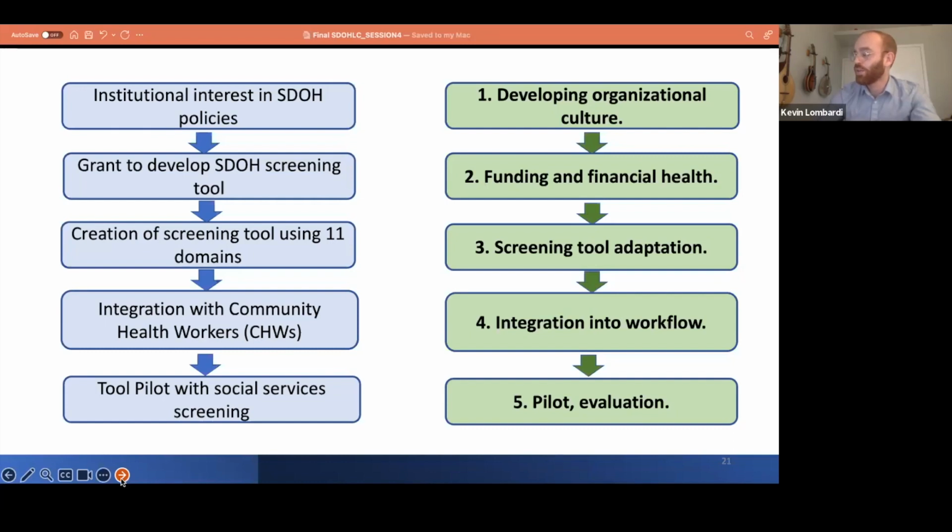Funding and financial health is an important aspect of increasing SDOH care in your institution. In particular, because many professionals that perform screeners and do SDOH linking to resources are not reimbursable by conventional means. Funding and financial health can be supported in a couple of ways. Many folks get grants, and grants are, of course, a very important fix to this.